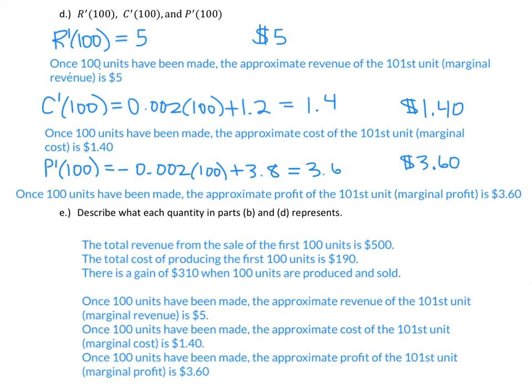Then in part D, we use the derivatives to calculate marginal revenue, cost, and profit. So once 100 units have been made, the approximate revenue of the 101st unit, which is the marginal revenue, is $5. Once 100 units have been made, the approximate cost of the 101st unit, the marginal cost, is $1.40. And then once 100 units have been made, the approximate profit of the 101st unit, which is the marginal profit, is $3.60.